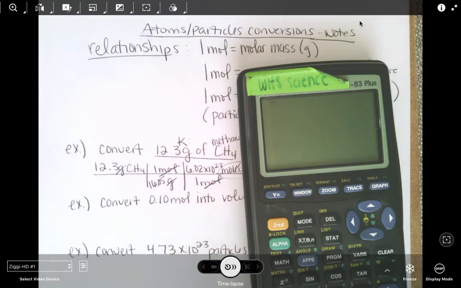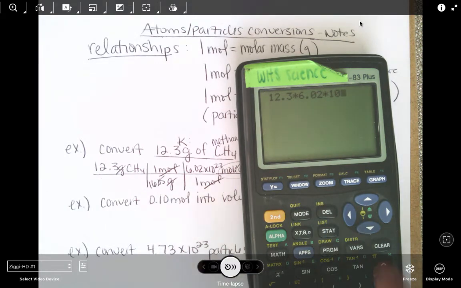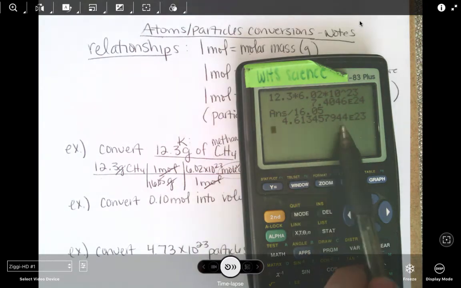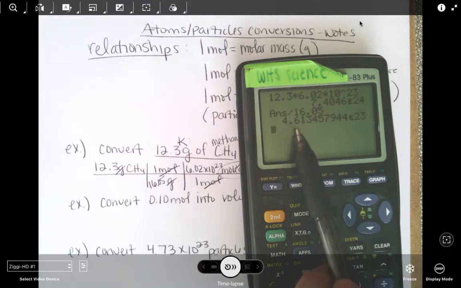So I take the known, which is 12.3, multiply it by Avogadro's number, 6.02 times 10 to the 23rd. Those are all the values in my numerator, so I press equals, and then immediately divide by what's in my denominator, which is 16.05. And you see how I get a number in scientific notation, which makes sense because we're talking about molecules and they're tiny, so of course there's going to be a lot of them, times 10 to the 23rd. This E right here stands for times 10 to the power of, so don't let that confuse you. So I'm going to round this to 4.61 times 10 to the 23rd.